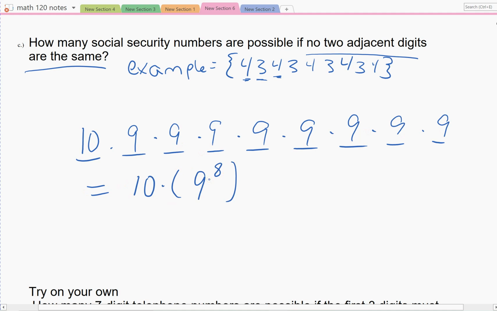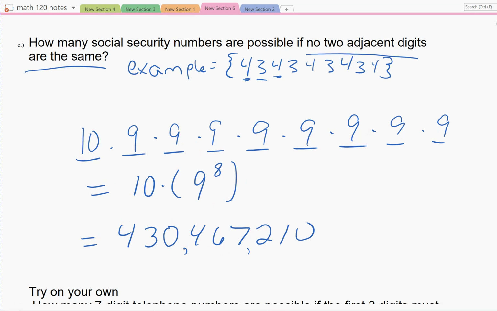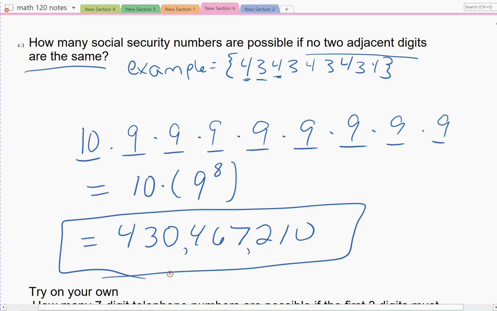That would be one way you could write it, or you could multiply it out. If you multiply it out, be very careful. There would be a little over 430 billion. Since we have a little over 300 million people, this probably wouldn't be a very good idea; we'd run out of Social Security numbers faster. But if we decided to do that, this is how many we would have: a little over 430 billion different Social Security numbers.